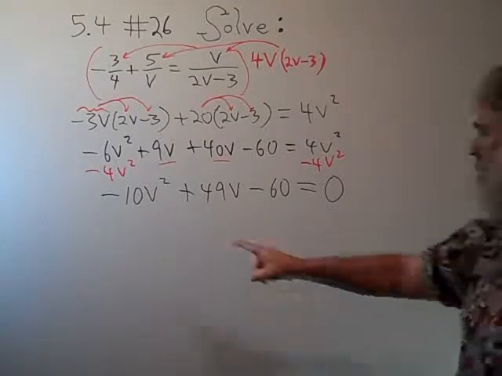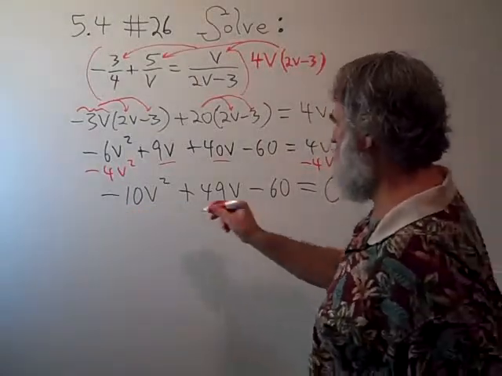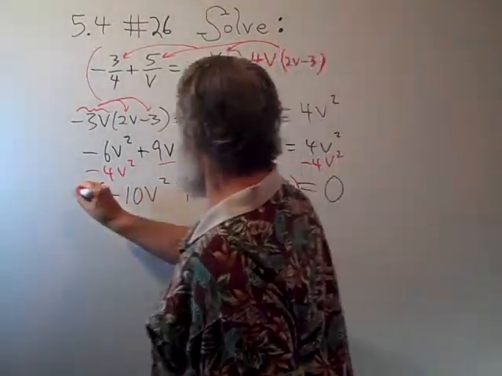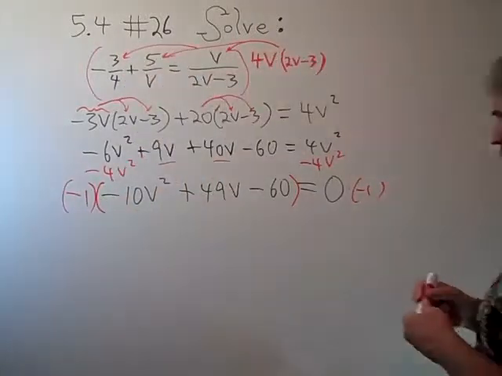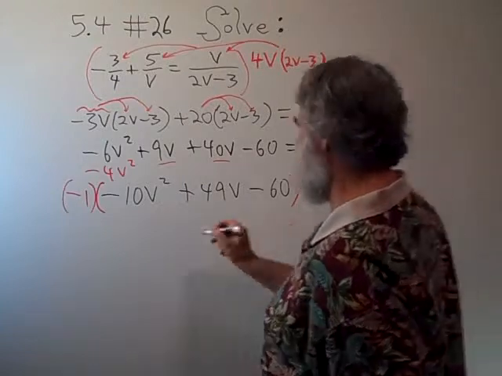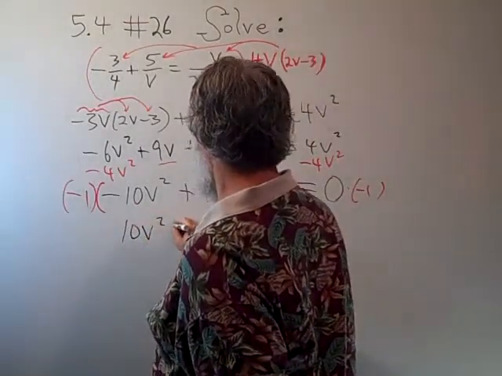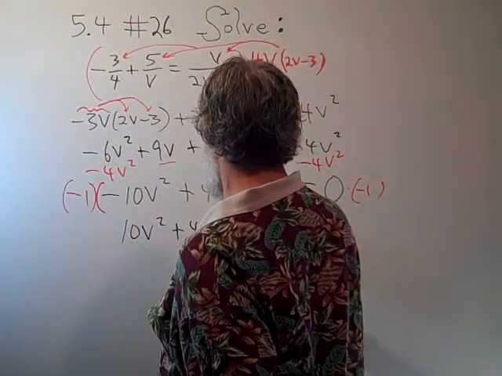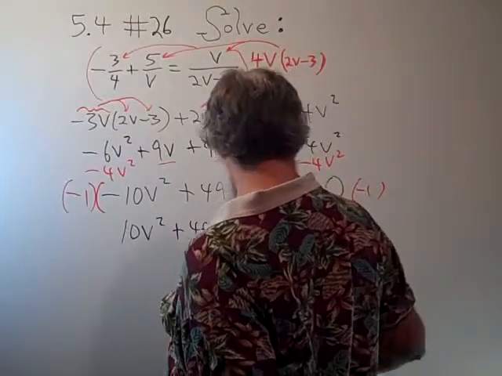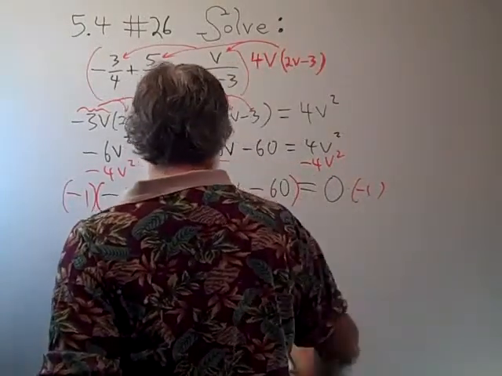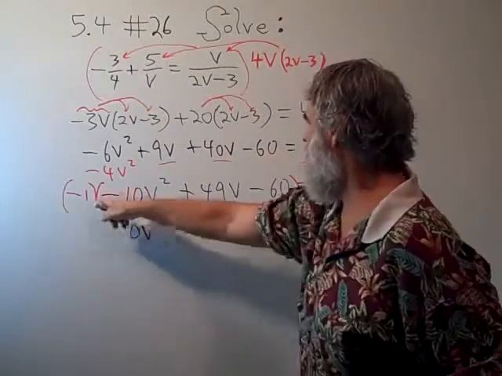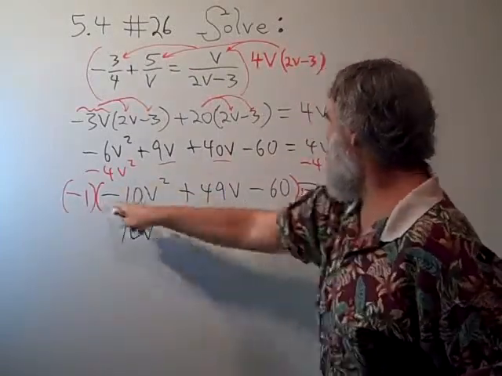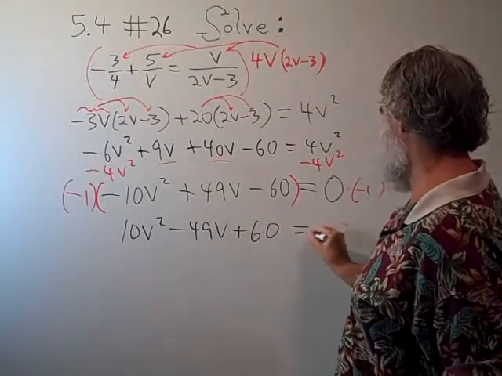That's a quadratic equation, and we'll have to factor that to find our solutions. But first, let's get rid of this negative in the leading coefficient by multiplying both sides by negative 1. This makes the leading coefficient positive. So it changes the sign of every term. So the negative times the negative makes a positive, negative times a positive makes a negative, and negative times a negative makes a positive.